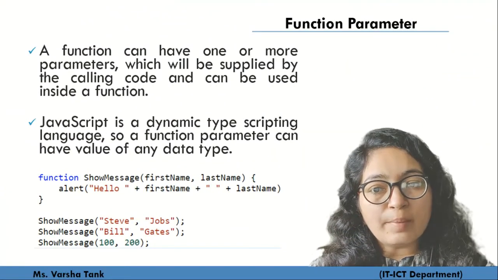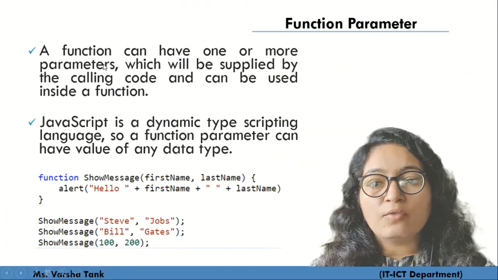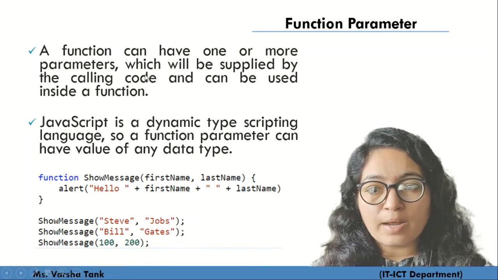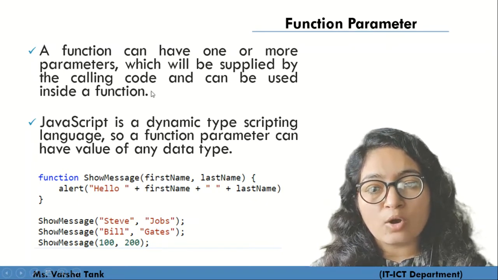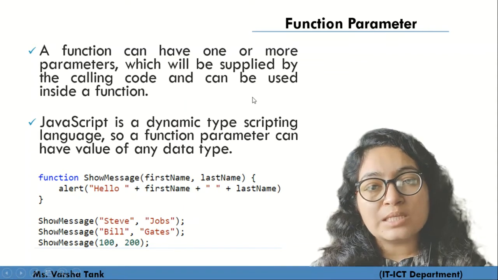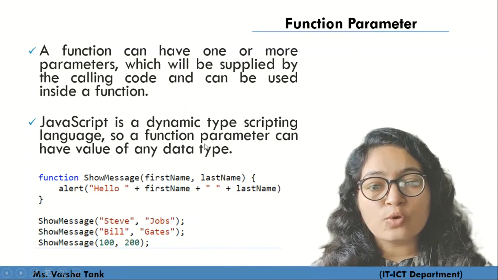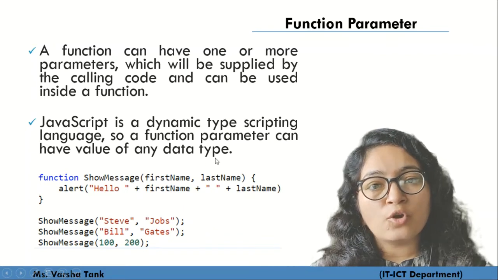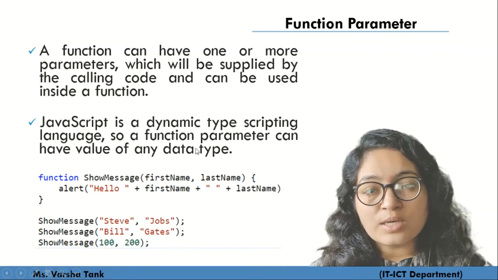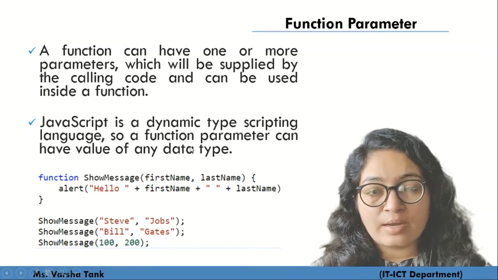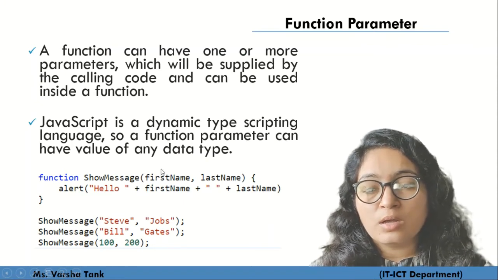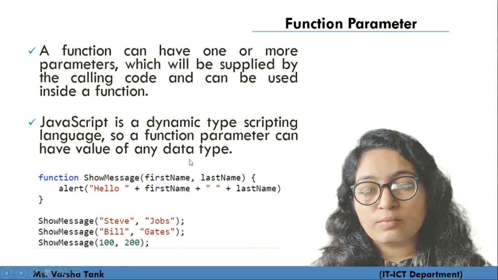Now function parameters. A function can have one or more parameters, which will be supplied by the calling code and can be used inside the function. JavaScript is a dynamically typed scripting language, so a function parameter can have a value of any data type.